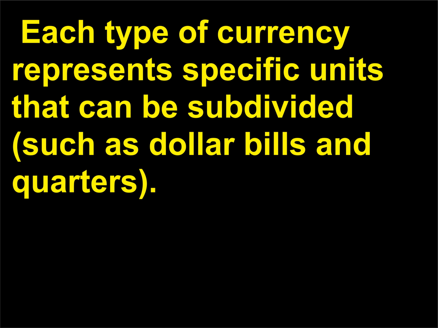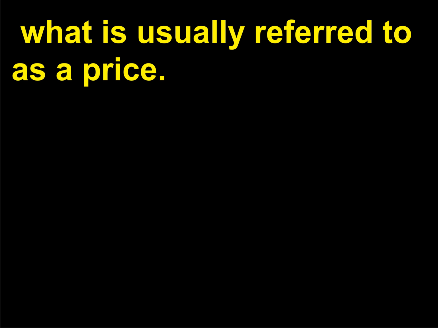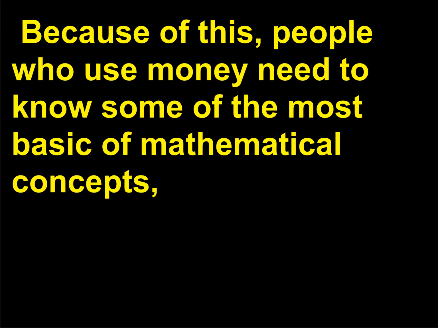Each type of currency represents specific units that can be subdivided, such as dollar bills and quarters. A good or service is then given a certain value when compared to other goods and services, what is usually referred to as a price. Because of this, people who use money need to know some of the most basic of mathematical concepts, especially addition and subtraction.